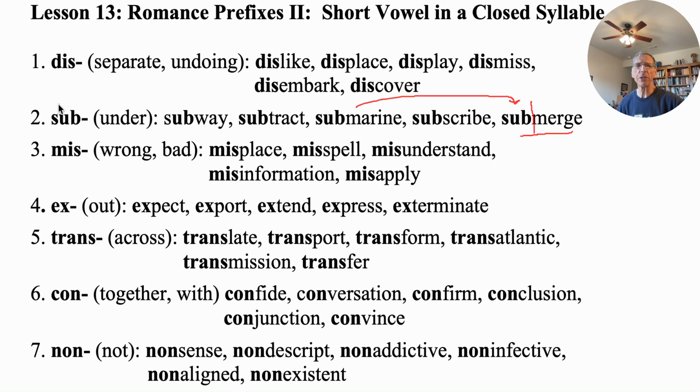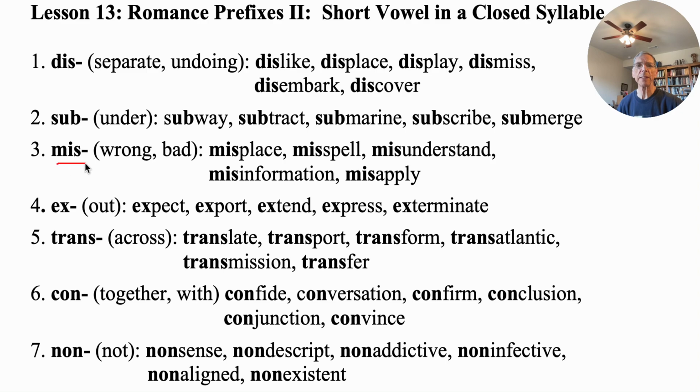Now again, notice the U there is short, and the reason it's short is because of the B, and that was true up here of the S. So these are closed syllables. In lesson 11, you studied open syllables. Now we're studying closed syllables.